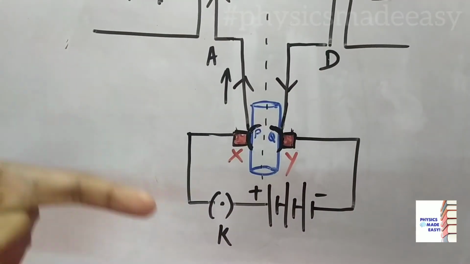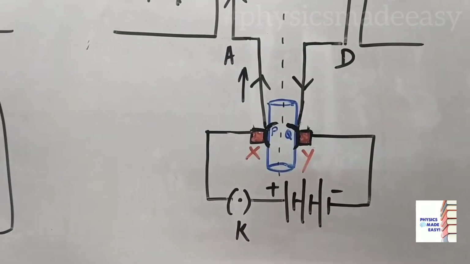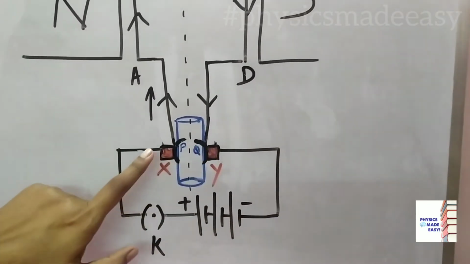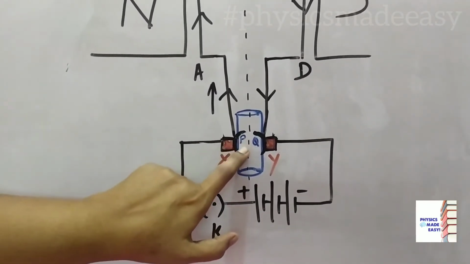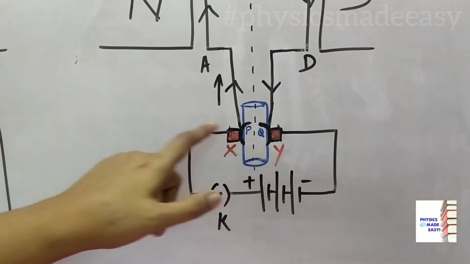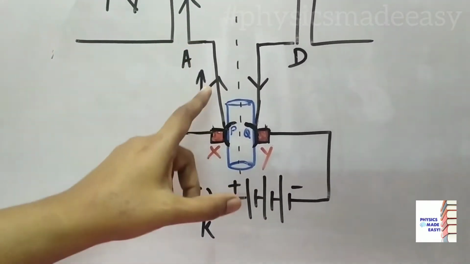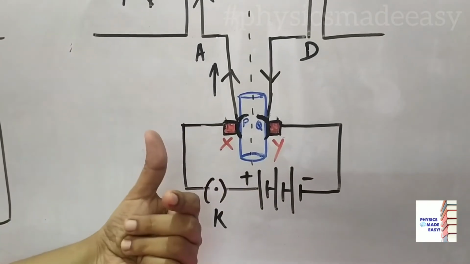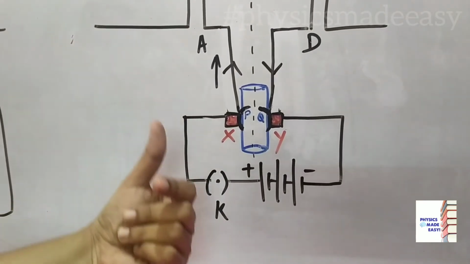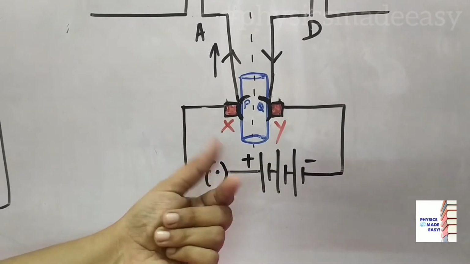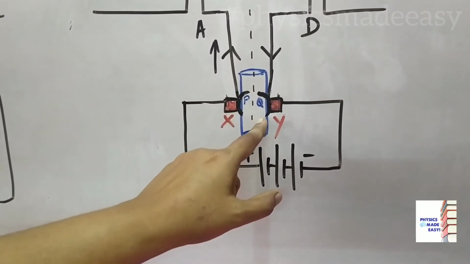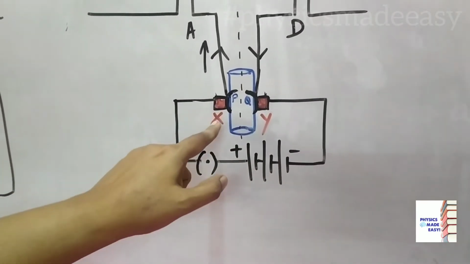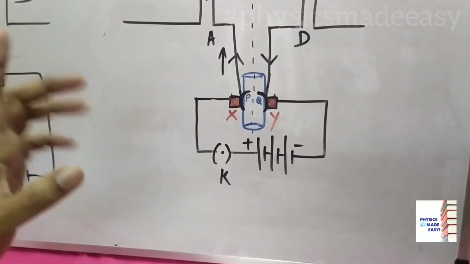Then after the half rotation, what will happen? Listen here children. Now X and Y are just in touch with P. X is in touch with P, Y is in touch with Q. They are not fixed. So if this coil is moving, what will happen? I told you this coil will rotate in anti-clockwise direction. Along with that, this axle also starts to move. Then P and Q, these rings also move, but X and Y will not move.